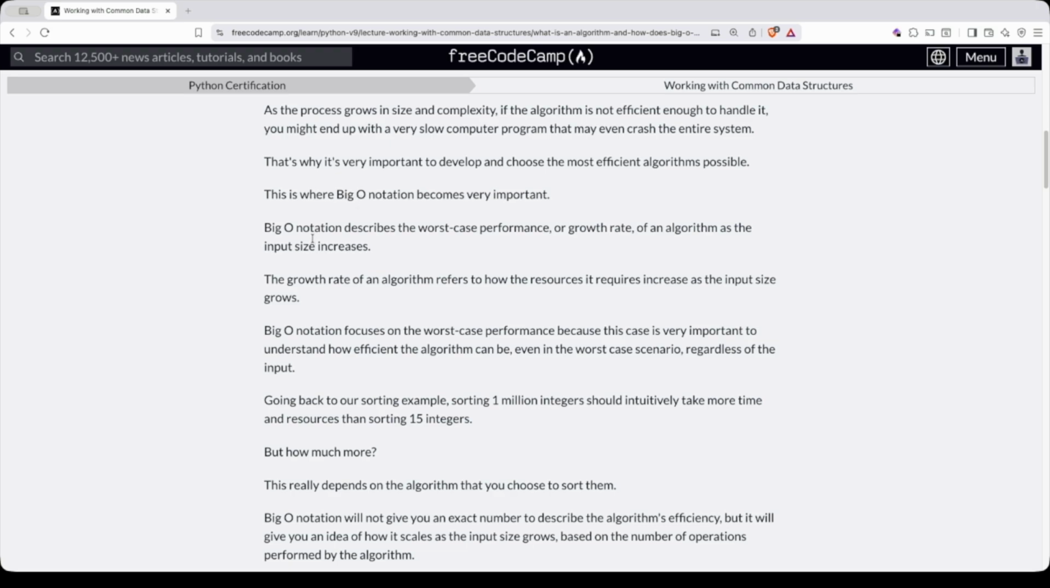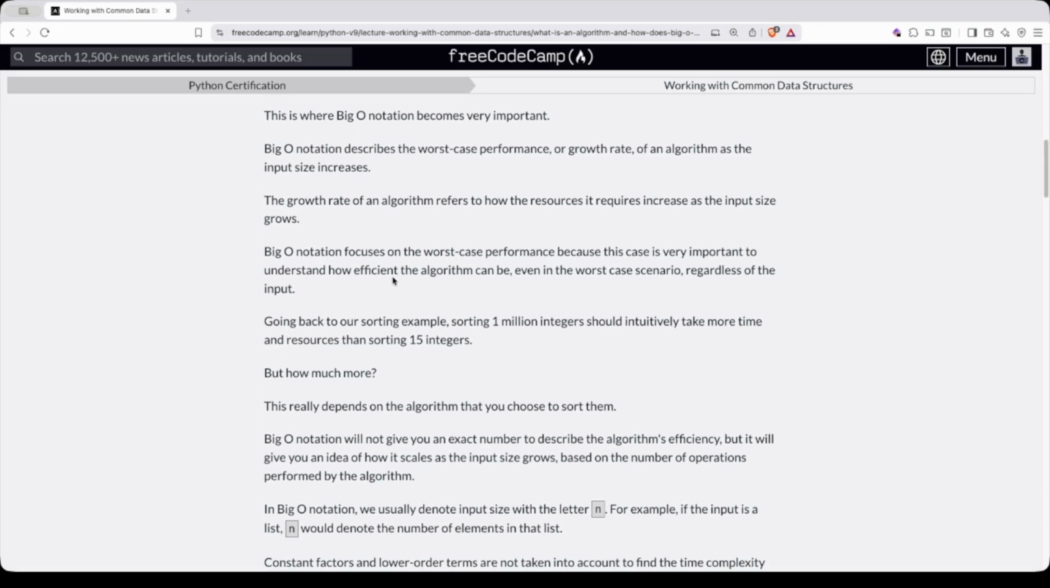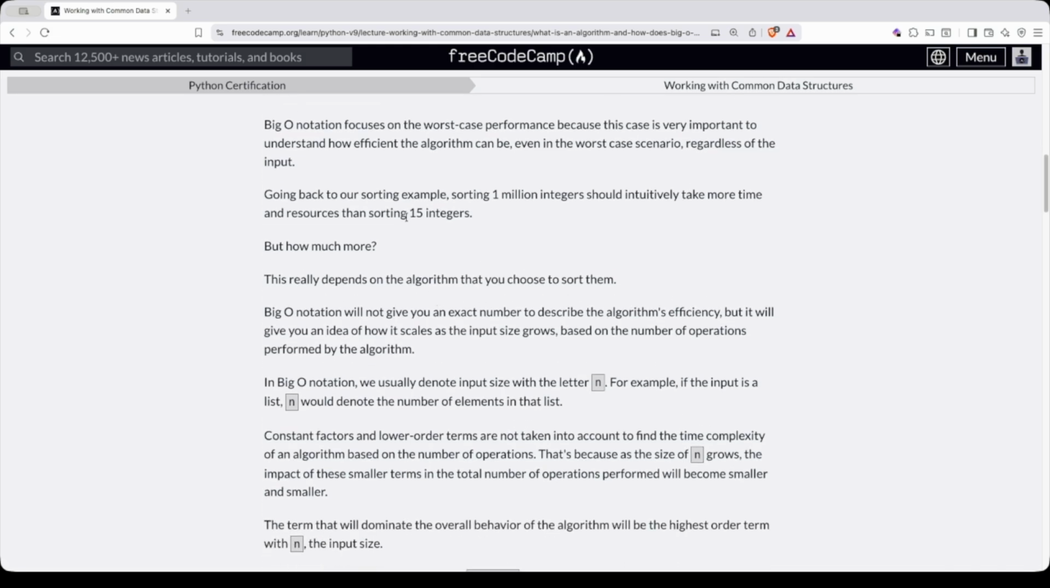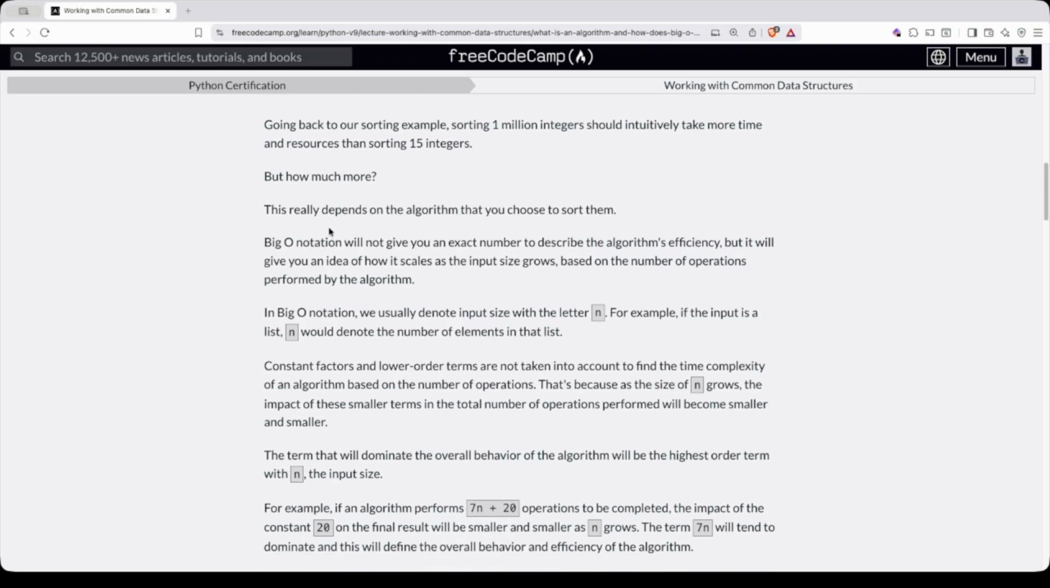Big O notation describes the worst case performance and growth rate of an algorithm as input size increases. The growth rate of an algorithm refers to how the resources it requires increase as the input size grows. Big O notation focuses on the worst case scenario because it's very important to understand how efficient the algorithm can be, even in the worst case, regardless of the input. Going back to our sorting example, sorting 1,000,000 integers should intuitively take more time and resources than sorting 15. But how much more? This really depends on the algorithm that you choose to sort them.